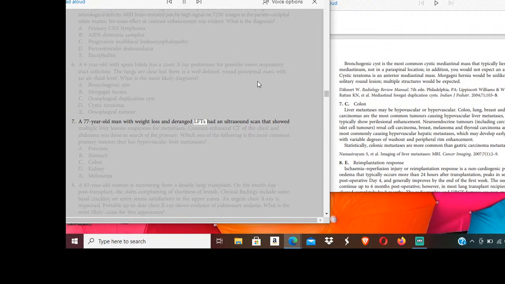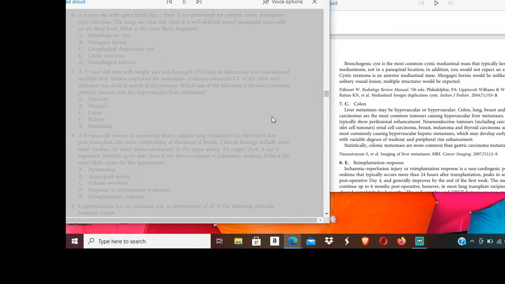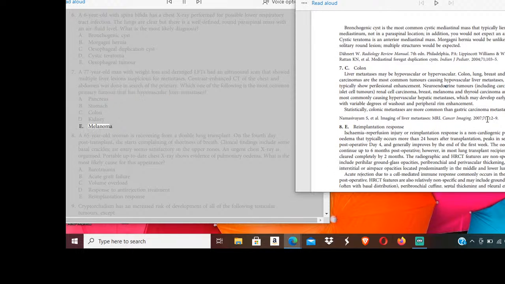7. A 77-year-old man with weight loss and deranged LFTs had an ultrasound scan that showed multiple liver lesions suspicious for metastases. Contrast-enhanced CT of the chest and abdomen was done in search of the primary. Which one of the following is the most common primary tumor that has hypovascular liver metastases? A. Pancreas. B. Stomach. C. Colon. D. Kidney. E. Melanoma.